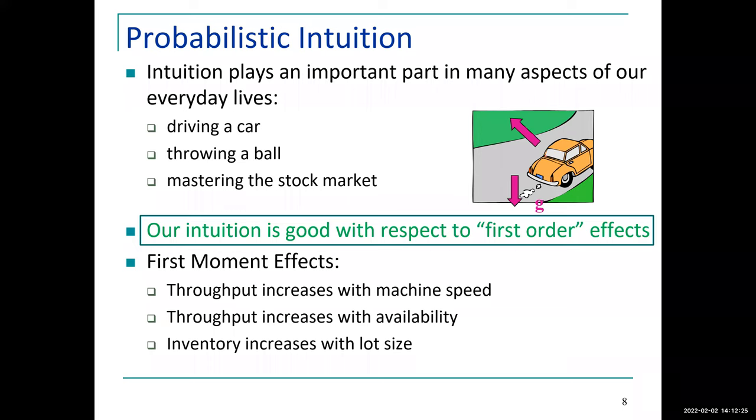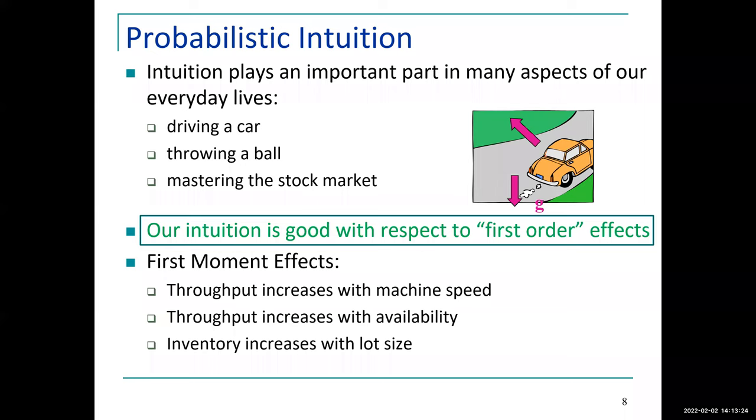So we are dealing with probability models. When we try to accommodate or study variability, we typically rely on these probability models. And we all have what we call probabilistic intuition. Intuition plays an important part in many aspects of our everyday lives, for example, driving a car, throwing a ball, or mastering the stock market. We have some type of intuition saying that if I drive at this time, I'm not going to find any traffic, but if I go at this other time, I'm looking at a long driving time because there's going to be a lot of traffic. Stock market, same thing. If you understand how stocks behave and you're following a company, you have some intuition of what can happen and what cannot happen.